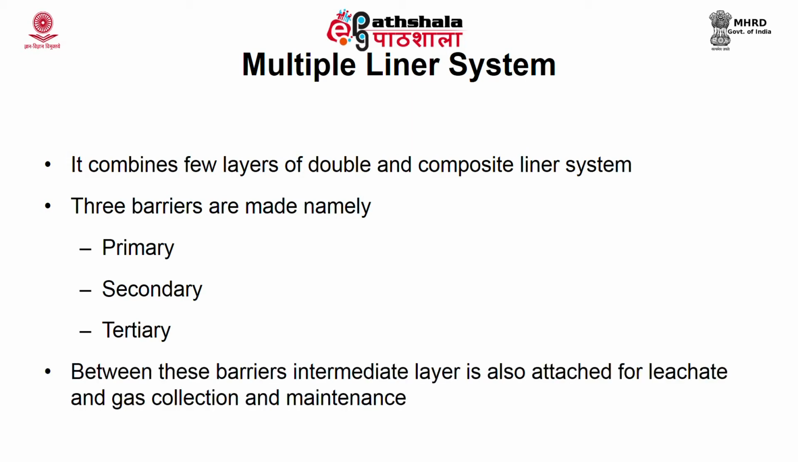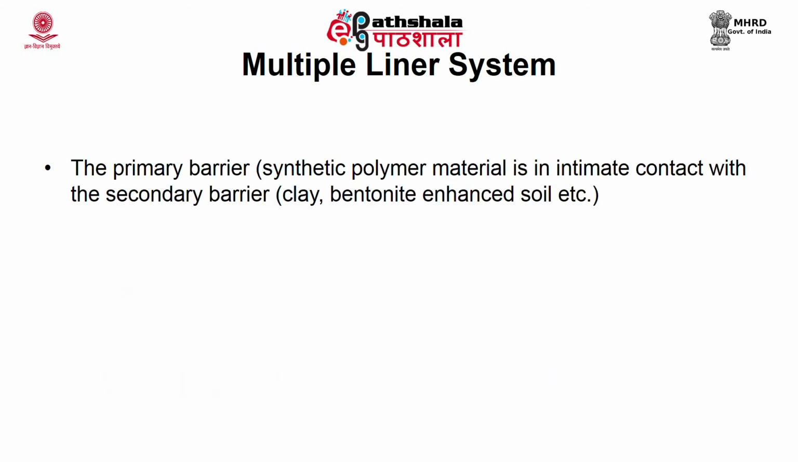Between these barriers, in the same way as a double liner system, you have an intermediate layer which is used for gas collection and leachate collection, and even for maintenance purposes this intermediate layer will be helpful. Now, the primary barrier, as usual, is made up of synthetic polymer, and the secondary barrier will be made up of clay or bentonite enhanced soil. In the double or the composite liner system, the primary and the secondary barrier are separated either by an intermediate drainage layer or by a separation layer made up of geotextile.